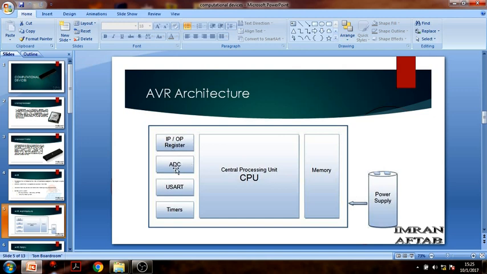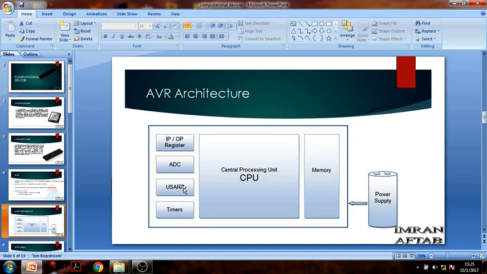Then we have the ADC block. In real life, signals are generally analog, not digital, but our microcontroller is a digital device. So for converting analog to digital, we have this ADC block. ADC stands for analog to digital converter.